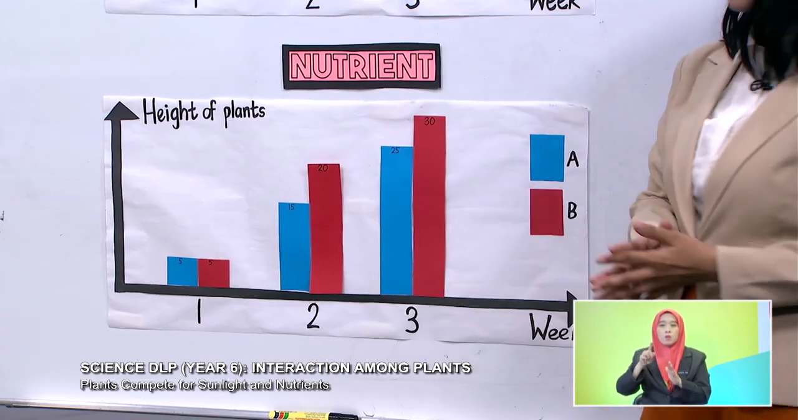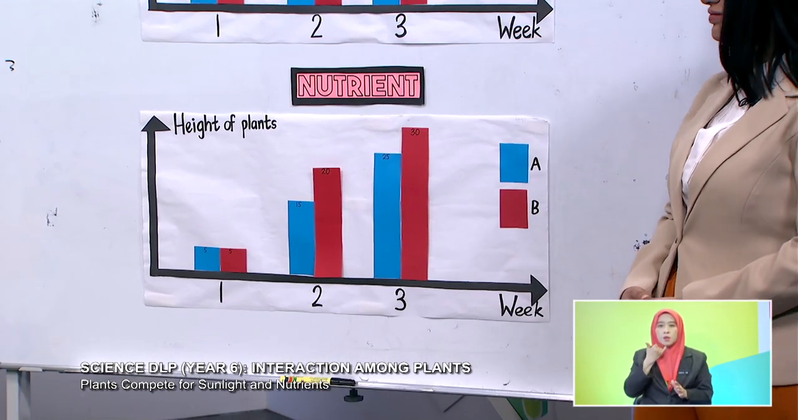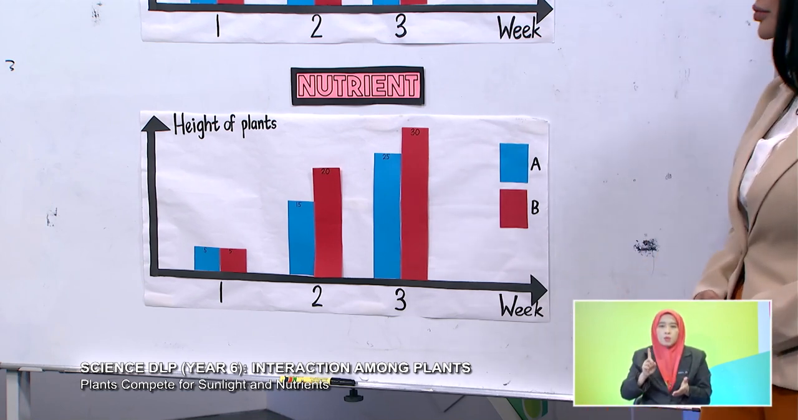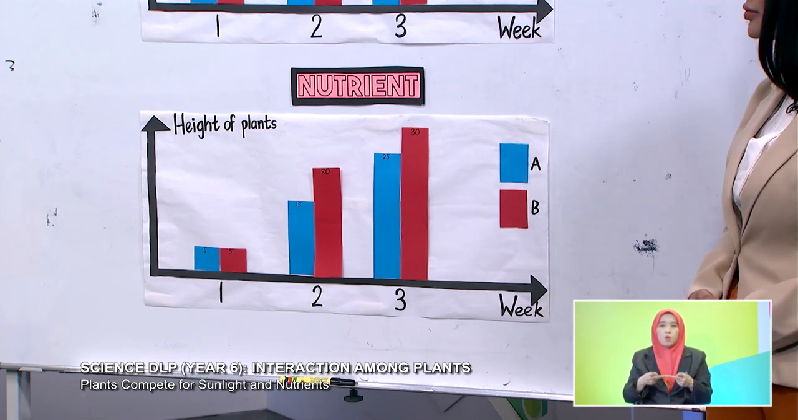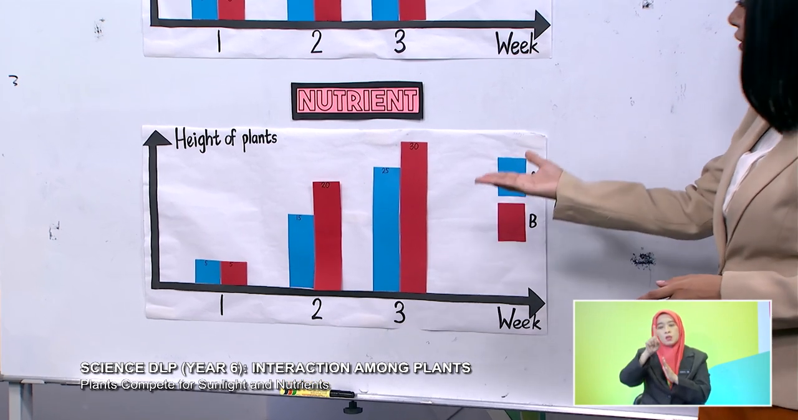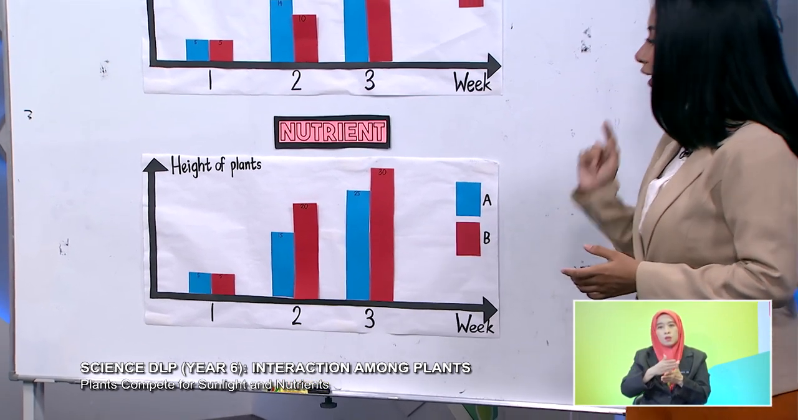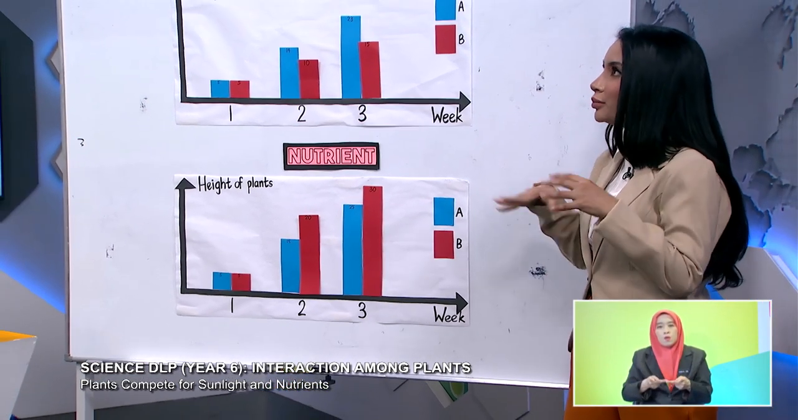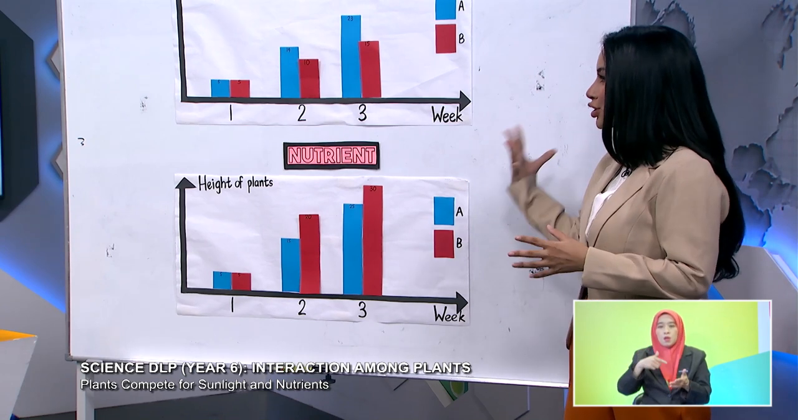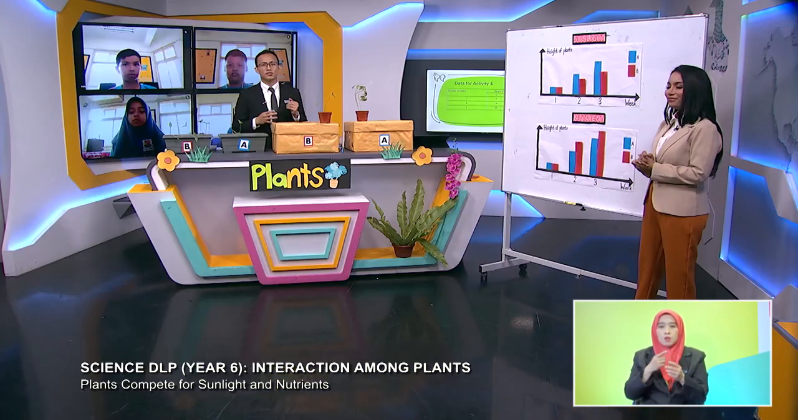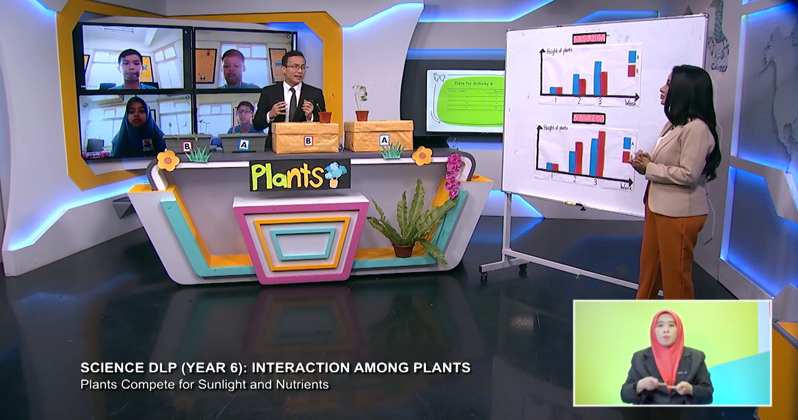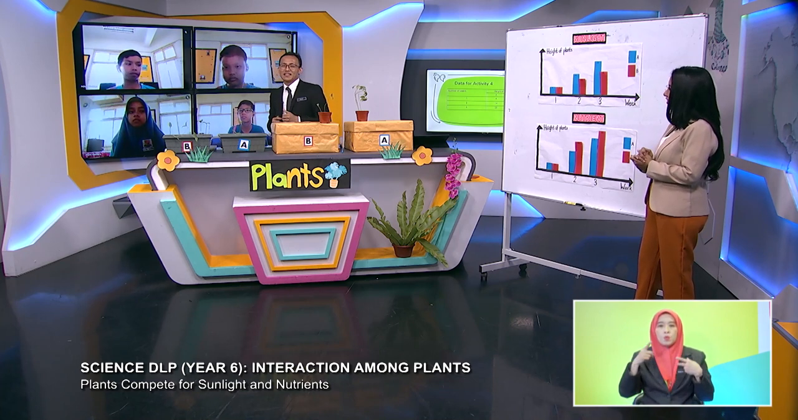So, Shafika, what do you think? Can you tell me which pot faces higher competition? According to this bar chart, I think pot A faces more competition compared to pot B. Yes, because it has to compete to find nutrients in the soil. Very good, Shafika. Thank you.